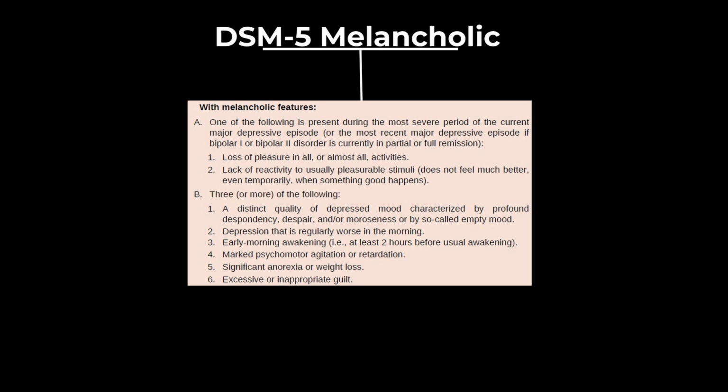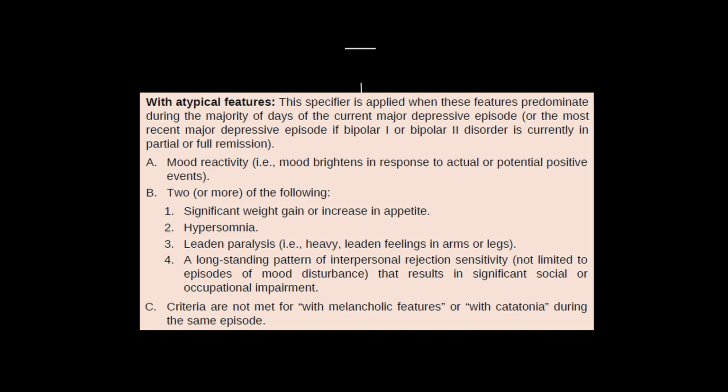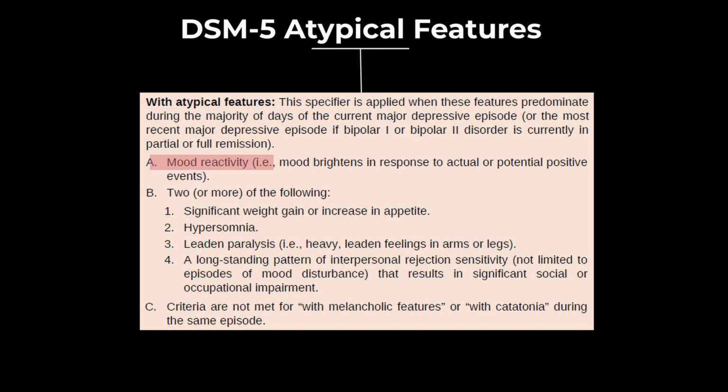And then quickly looking at the DSM atypical features, the main criterion is mood reactivity. So the person brightens up to that puppy walking into the room. Then 2 or more of the following: significant weight gain, hypersomnia, leaden paralysis, and a long-standing pattern of interpersonal rejection sensitivity. This cluster of symptoms is why it's called reversed neurovegetative symptoms. So how did this distinction come to be?